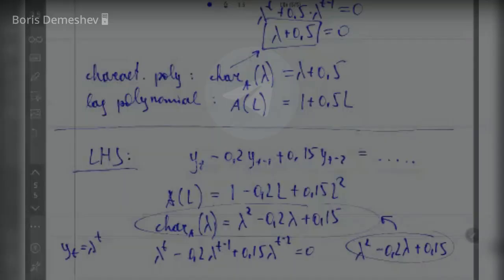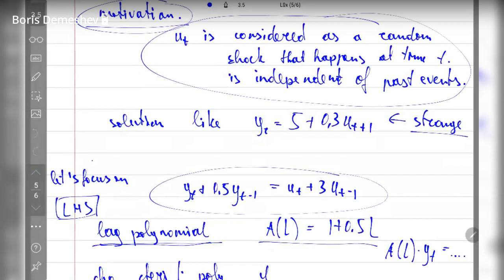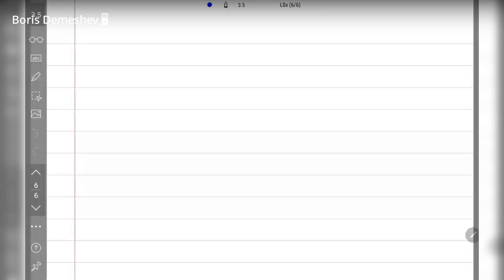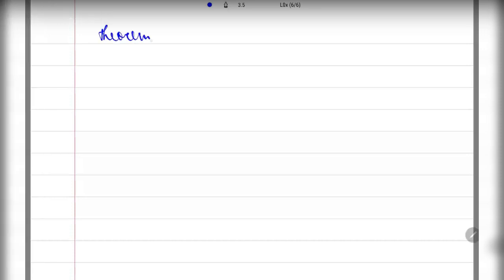Okay, so maybe I should wait one or two minutes here. Everything is fine? Two polynomials are associated with the left-hand side, and the same for the right-hand side. You have a lag polynomial of the right-hand side, and you have a characteristic polynomial of the right-hand side. That's okay? We have a simple theorem. Maybe we will leave it as a home assignment. I hope that you have enough.